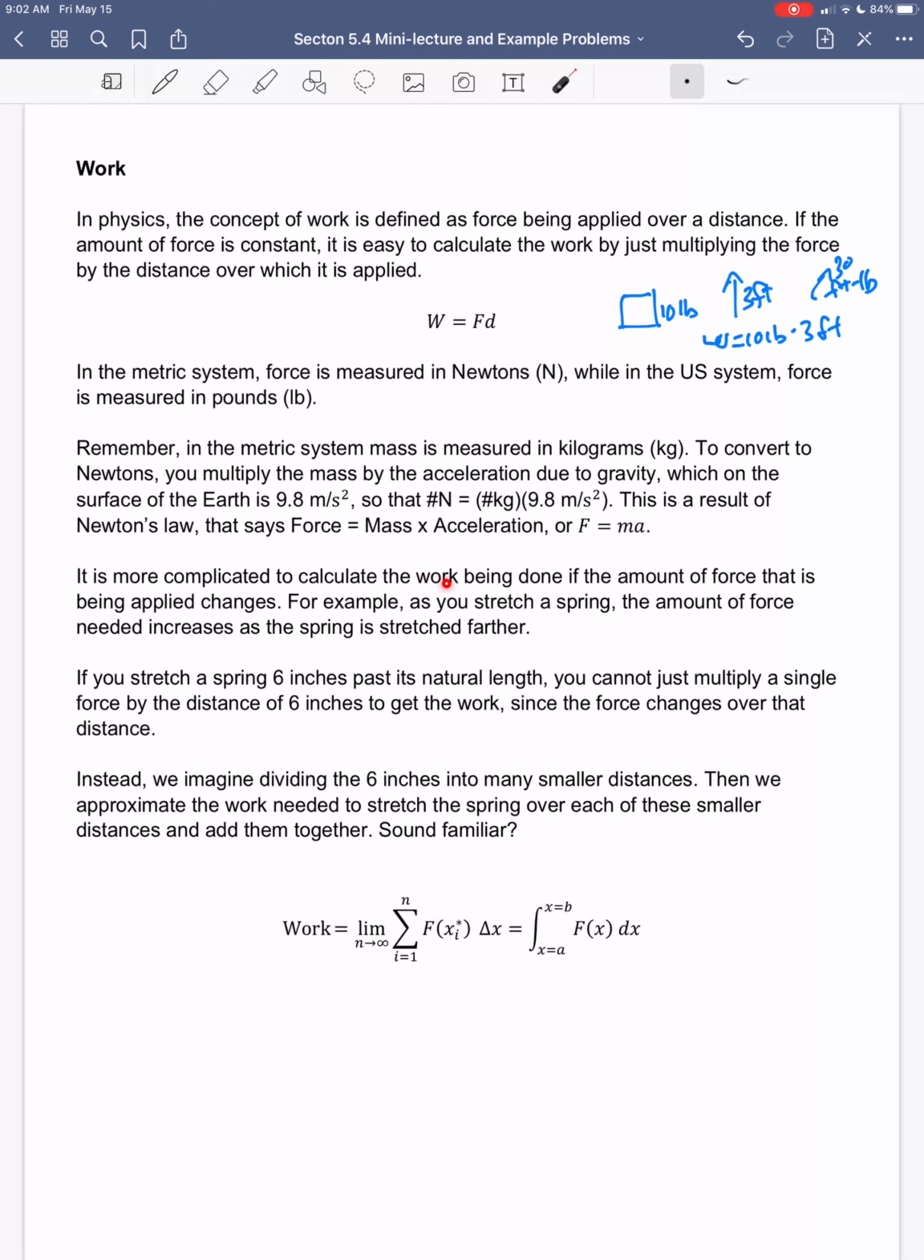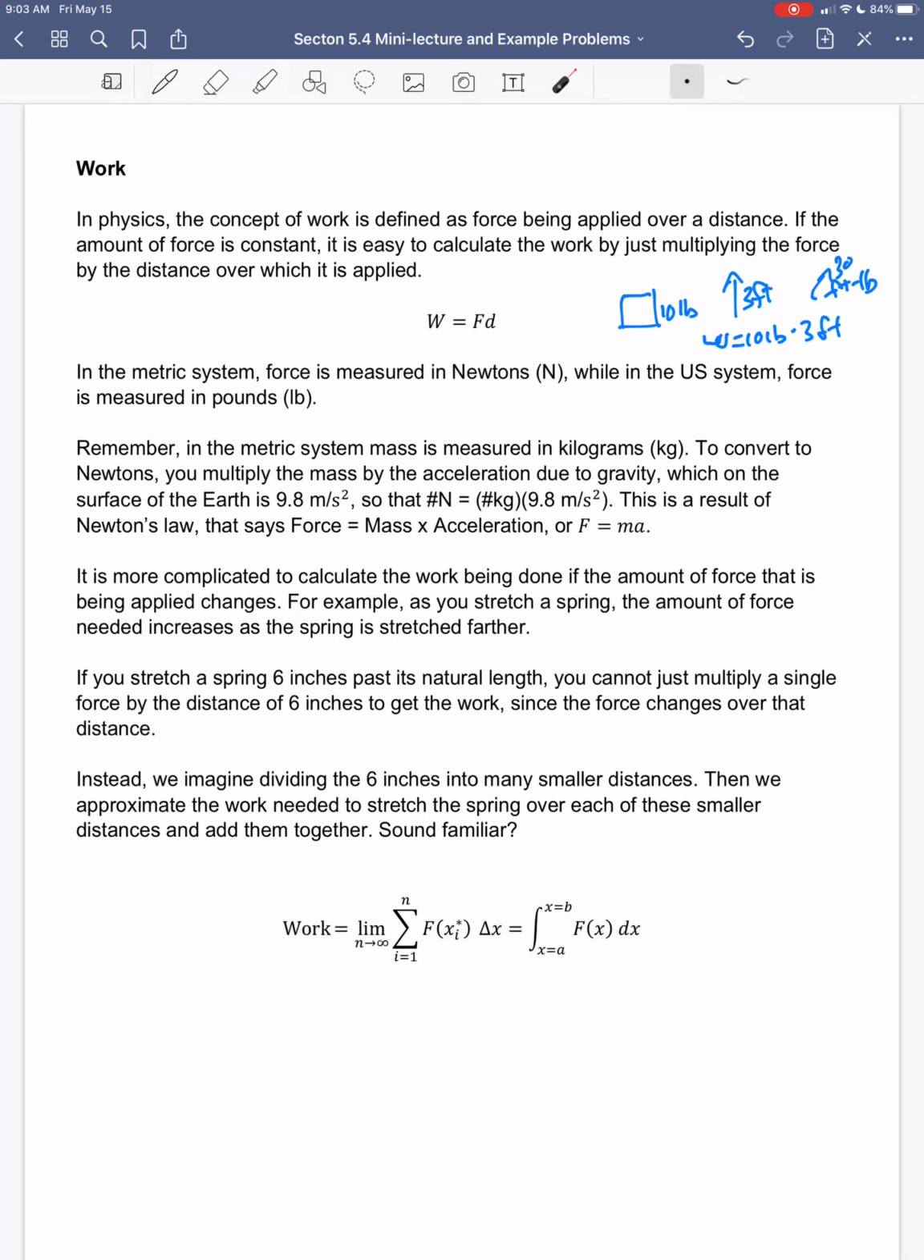It's more complicated to calculate the work done if the amount of force that's being applied changes. With the box, for instance, what if it's a box full of sand, and some of that sand is leaking out as I lift the box, so that the weight of the box is changing as I'm lifting it?